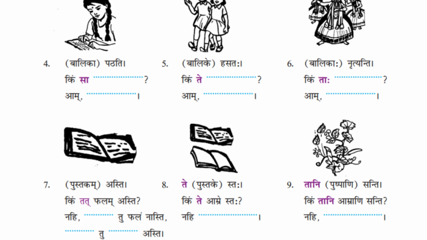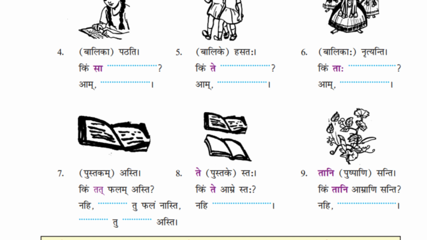Te pustake staha. Those two are books. Kim te amre staha? Are they mangoes? Nahi. Te pustake staha. Those two are books. Tani pushpani santi. They are flowers. Kim tani amrani santi? Are they mangoes?